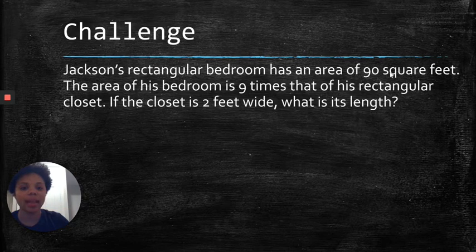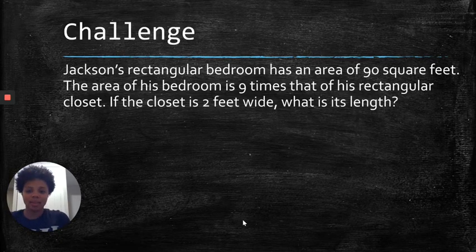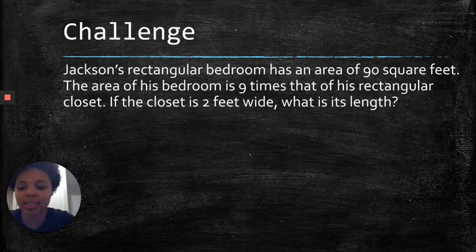If the area of his bedroom is 90 square feet, and that is 9 times the area of his closet, they gave you the closet's width, you need to find the closet's length.